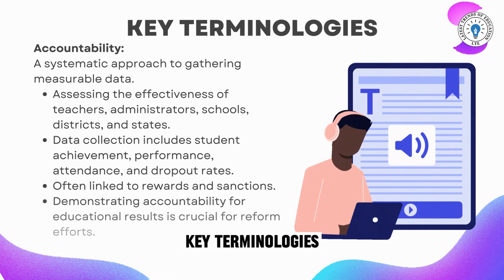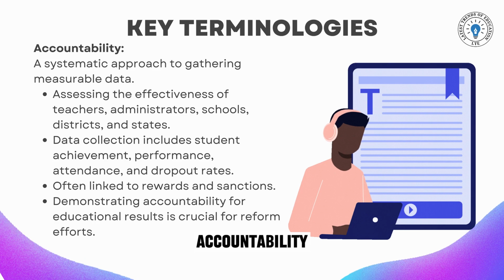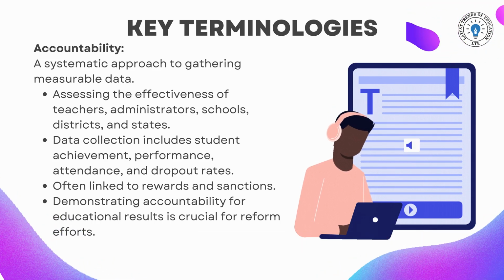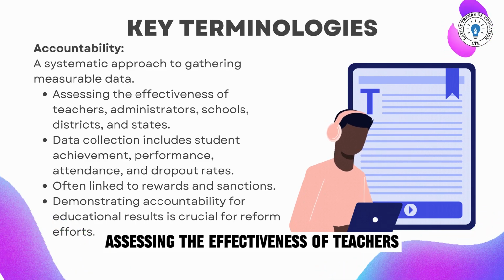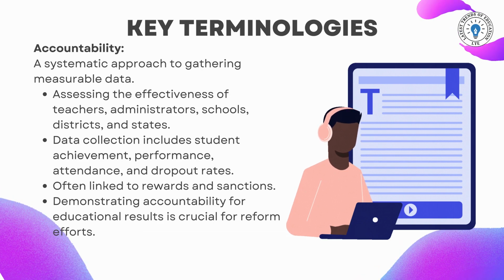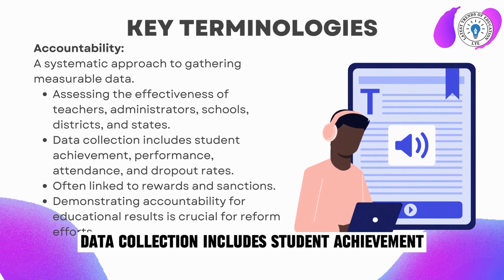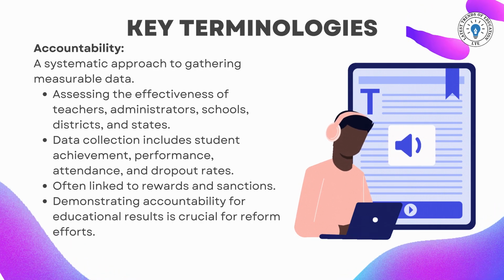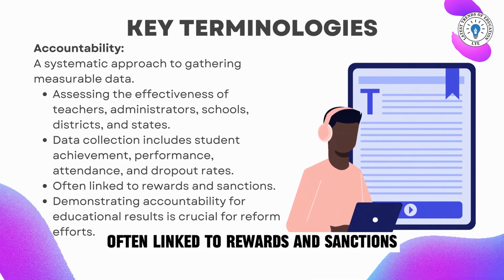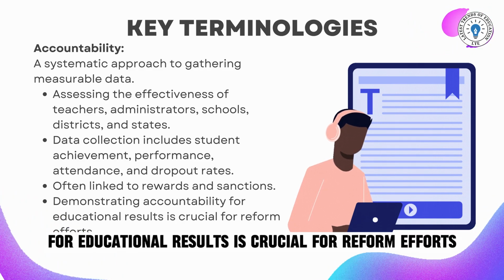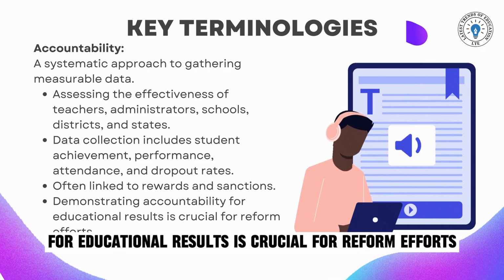Key terminologies. Accountability: a systematic approach to gather measurable data. Assessing the effectiveness of teachers, administrators, schools, districts, and states. Data collection includes student achievement, performance, attendance, and dropout rates. Often linked to rewards and sanctions. Demonstrating accountability for educational results is crucial for reform efforts.